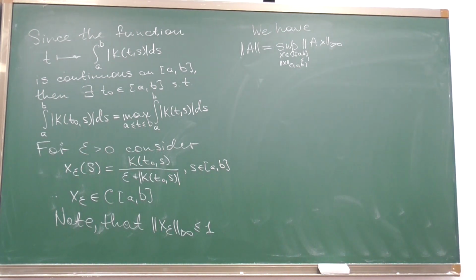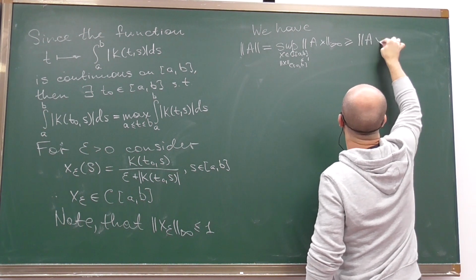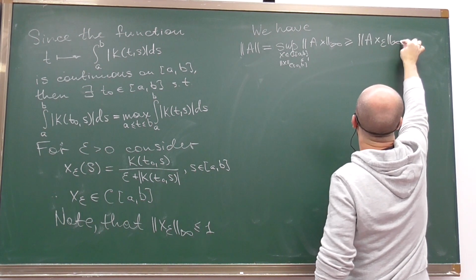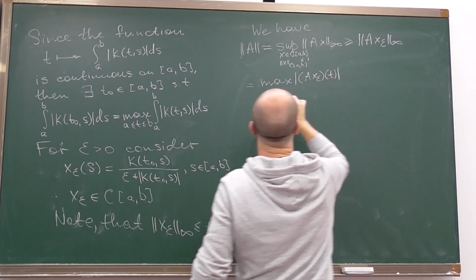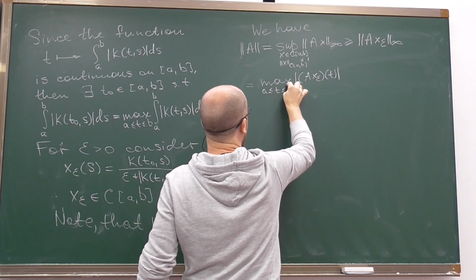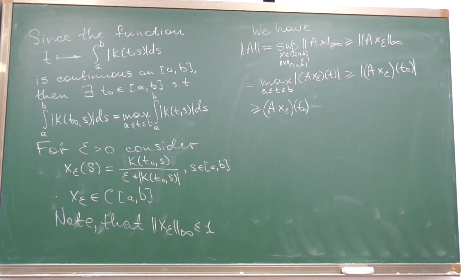And the norm of x epsilon is less than or equal to 1, which means that this is greater than or equal to the norm of A x epsilon. It is the supremum over all t of the absolute value of A x epsilon of t. So if I take just the value at t0, then I will make it not larger. And if I drop off the absolute value, it will be not larger as well. Now let's use the definition of A and the definition of x epsilon, and see what we get.